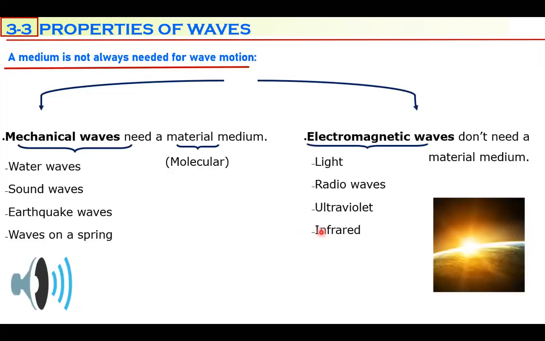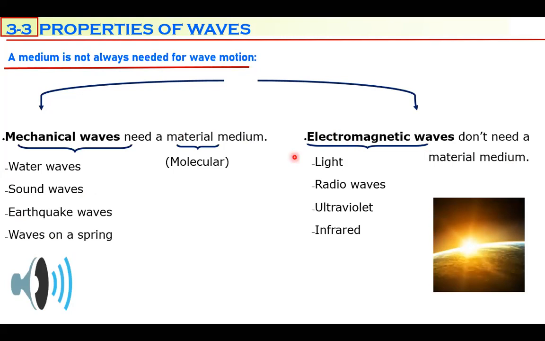And a medium is not always needed for a wave motion. Some waves need a medium, and they are called mechanical waves. Mechanical waves need a material, that is, a molecular medium. Like water waves need water, sound waves need air, earthquake waves need the soil, waves on a spring need a spring. But some waves do not need a material medium, which are called electromagnetic waves.